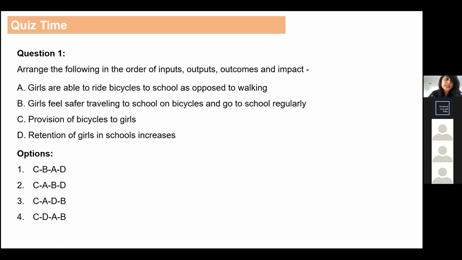So the first statement, this is broadly an intervention wherein girls are given bicycles to go to school as opposed to walking. So the first statement is that girls are able to ride bicycles to school as opposed to walking. Second is girls feel safer traveling to school on bicycles and go to school regularly. Third is provision of bicycles to girls. And fourth is that the retention of girls in the schools increases.